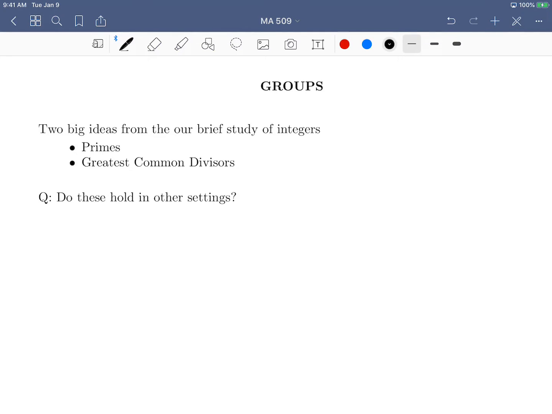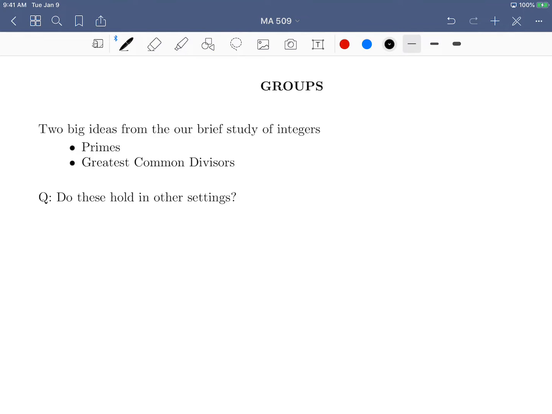In our study of the integers, two things that we looked at a little bit in depth were the fact that integers could be factored into products of primes, and we looked at the idea of the greatest common divisor of two integers. So we want to think about these ideas, which were pretty powerful in the integers, and turn them into something a little more general that might work in other settings.